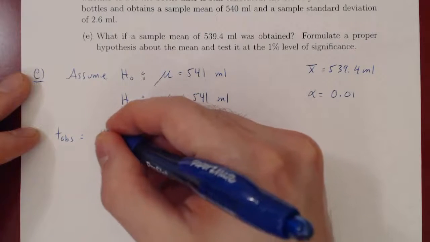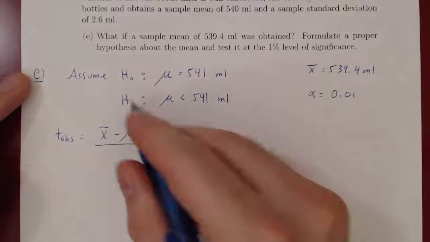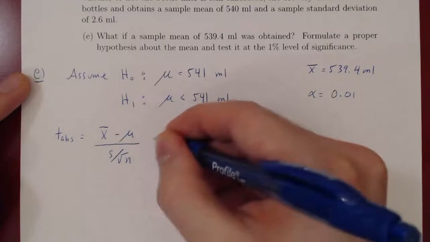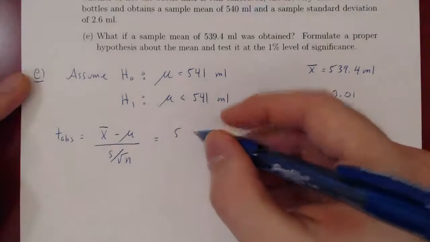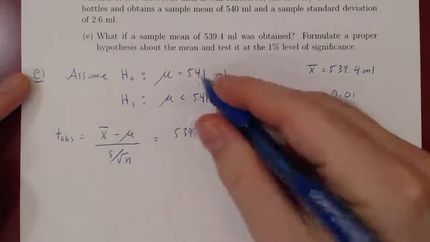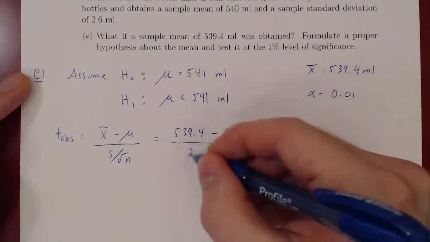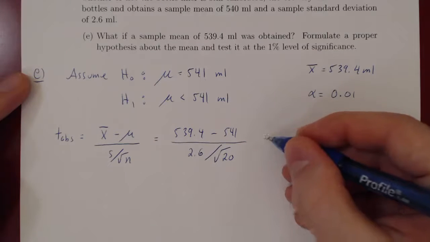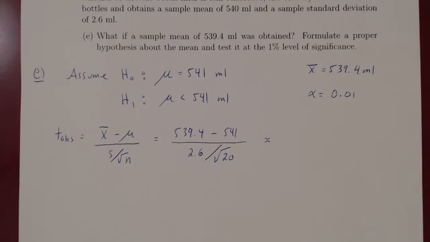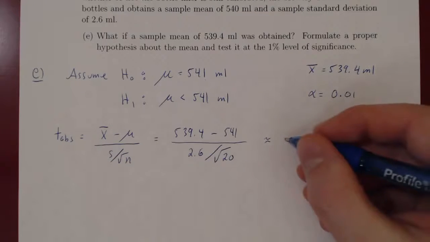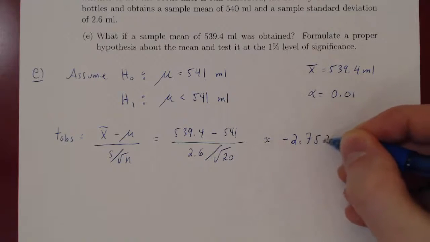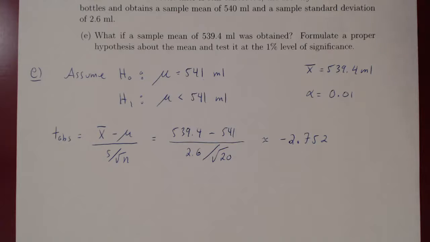This was again sample mean minus the true mean under the assumption of H naught over S root of n. The mean was, in this case, we assume was 539.4 minus under H naught 541 over 2.6 over the root of 20. If you compute this, you'll find an approximate value for your observed t-score of negative 2.752. All we need now is our rejection region.